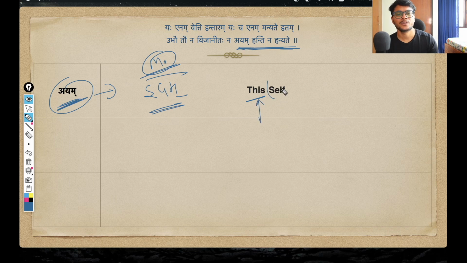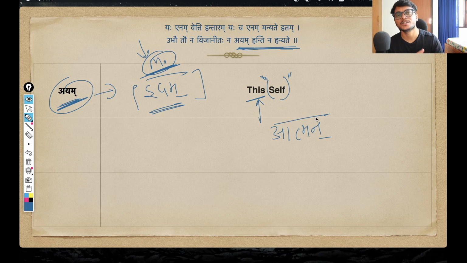Okay, and we already know that this is the implied sense, that this self, this atma, this jivatma, is what we are talking about, the continuous theme from the previous few shlokas. And by the way, if you have this question, why is this idam pratipadika in the masculine gender, pullinga form? Since this idam is representing this self, this atman, and we know that in Sanskrit, this Atman is a pulling gender, a masculine gender pratipadika.